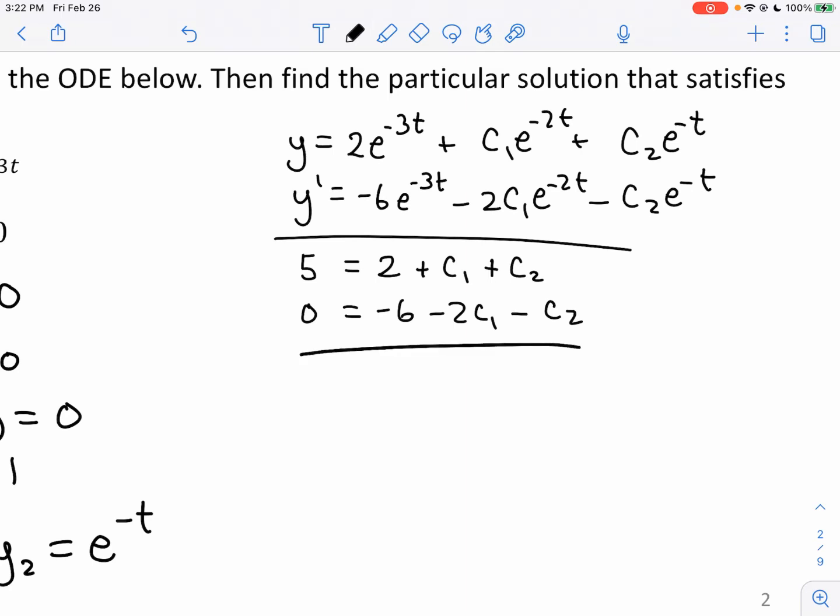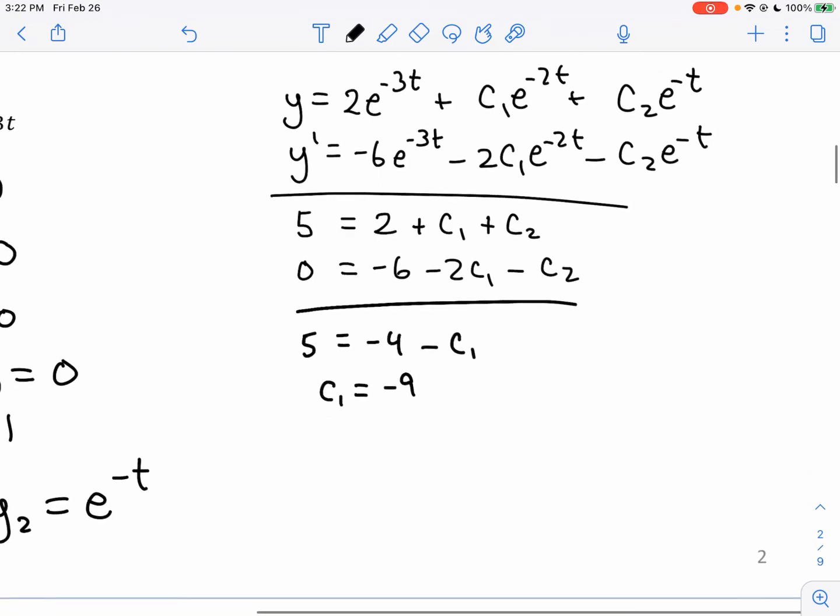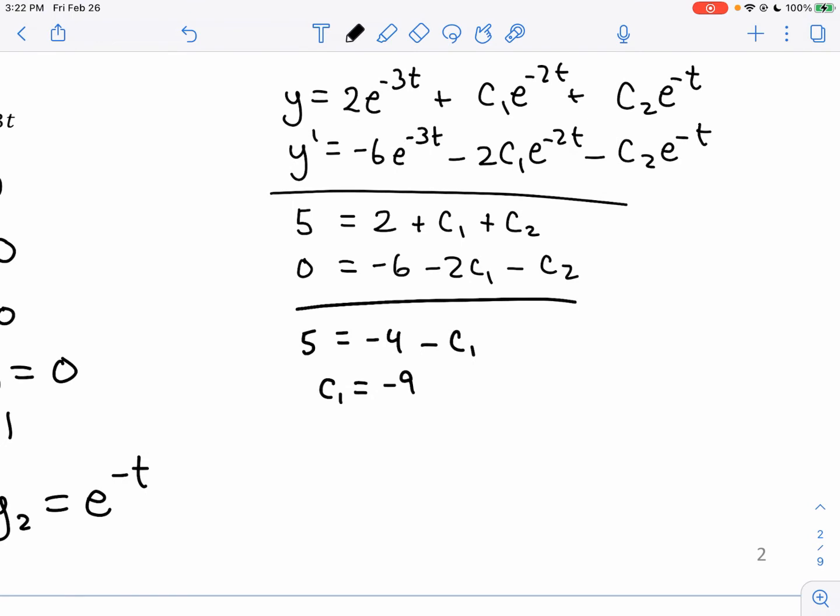Add the two equations together, and we get 5 equals -4 minus C1, and the C2s cancel. Now solve for C1, and we're going to get C1 equals -9. All right, now we're going to find C2. If C1 is equal to -9, you can plug it in right here. And we have 2 minus 9 is -7. Add that -7 to this side, we get C2 is 12.